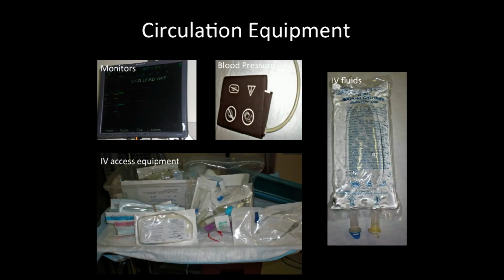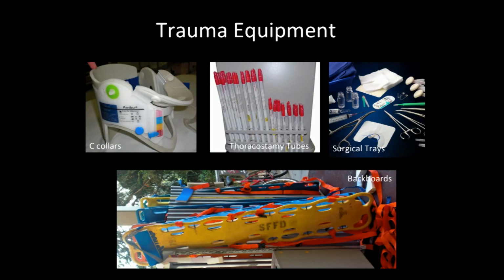Our resuscitation room must also contain the important supplies we need for venous access and also for monitoring of hemodynamic status. This includes monitors, blood pressure cuffs, IV fluids, and IV access equipment. Lastly, for trauma-related emergencies, we should have available C-collars, thoracostomy tubes, surgical trays, cricothyroidotomy trays, and backboards.